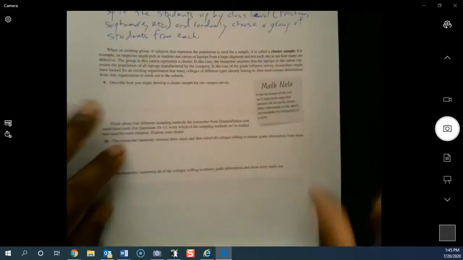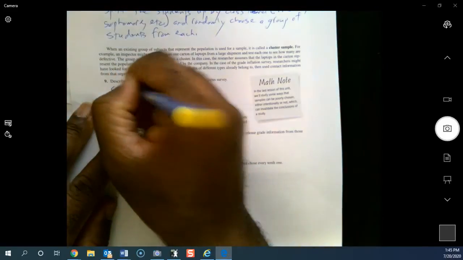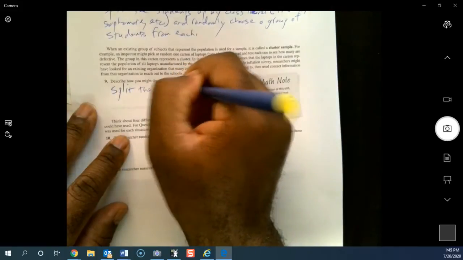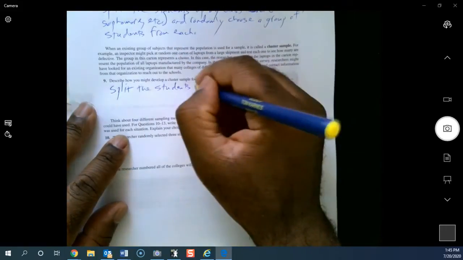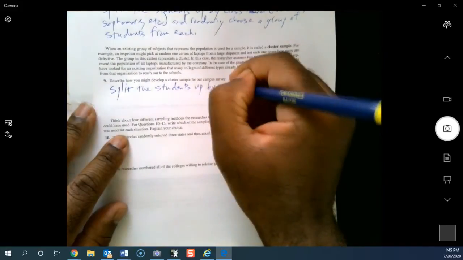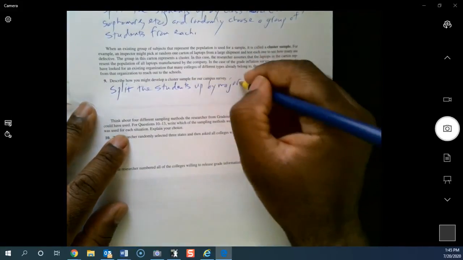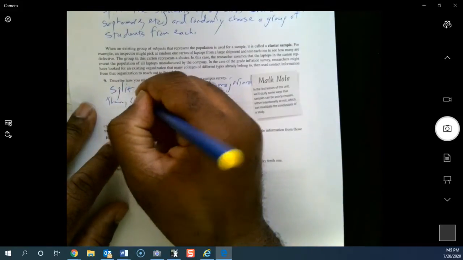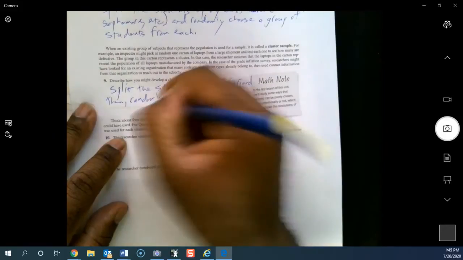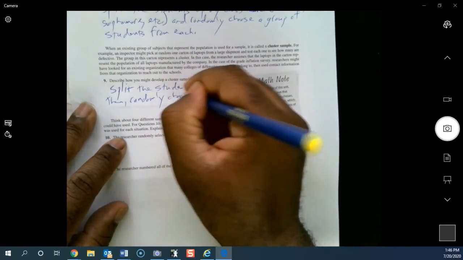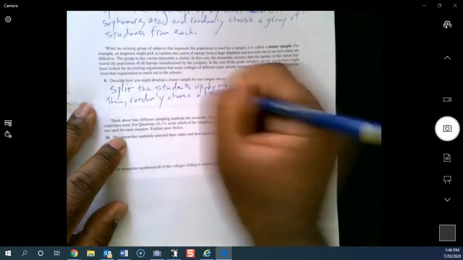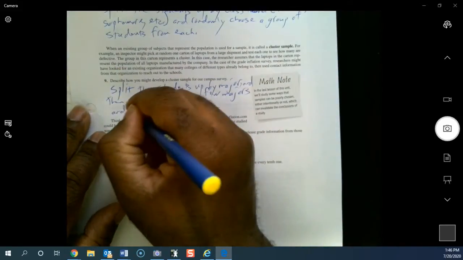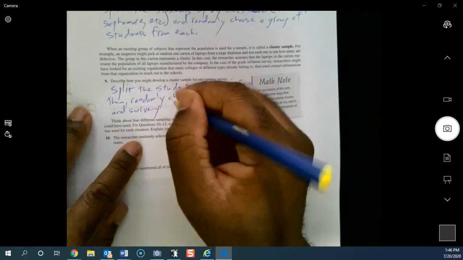Okay. We could split the students up by major. And then randomly choose a few majors and survey everyone in those majors.